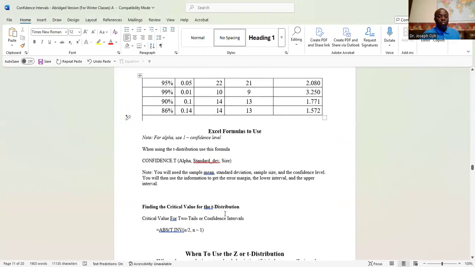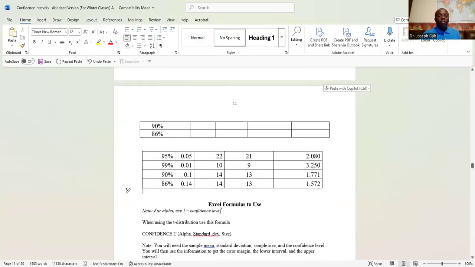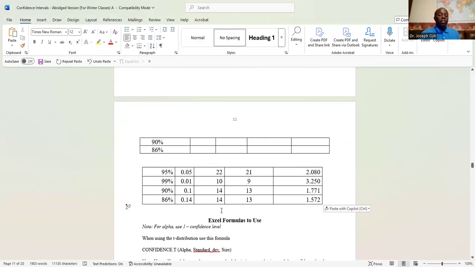So now, any question on this before we solve some examples on confidence interval when the sample size is small? Any question on this? Okay. So no question. Okay, good. Excellent. Okay. We can then look at this question here.